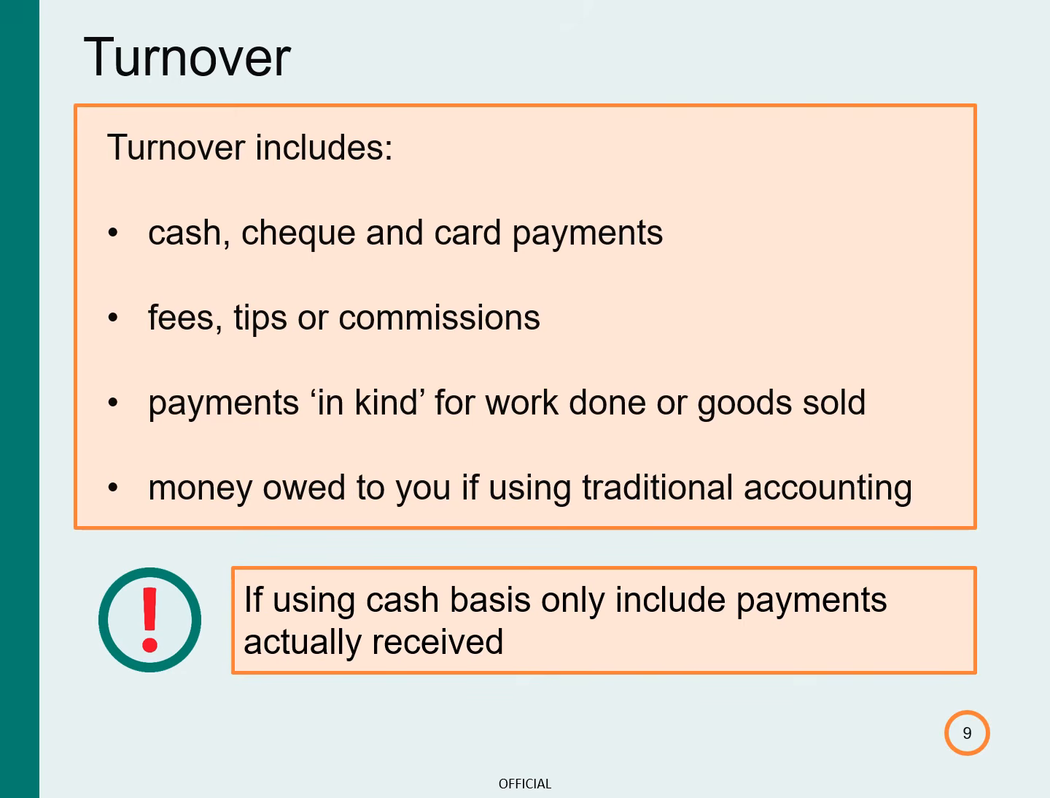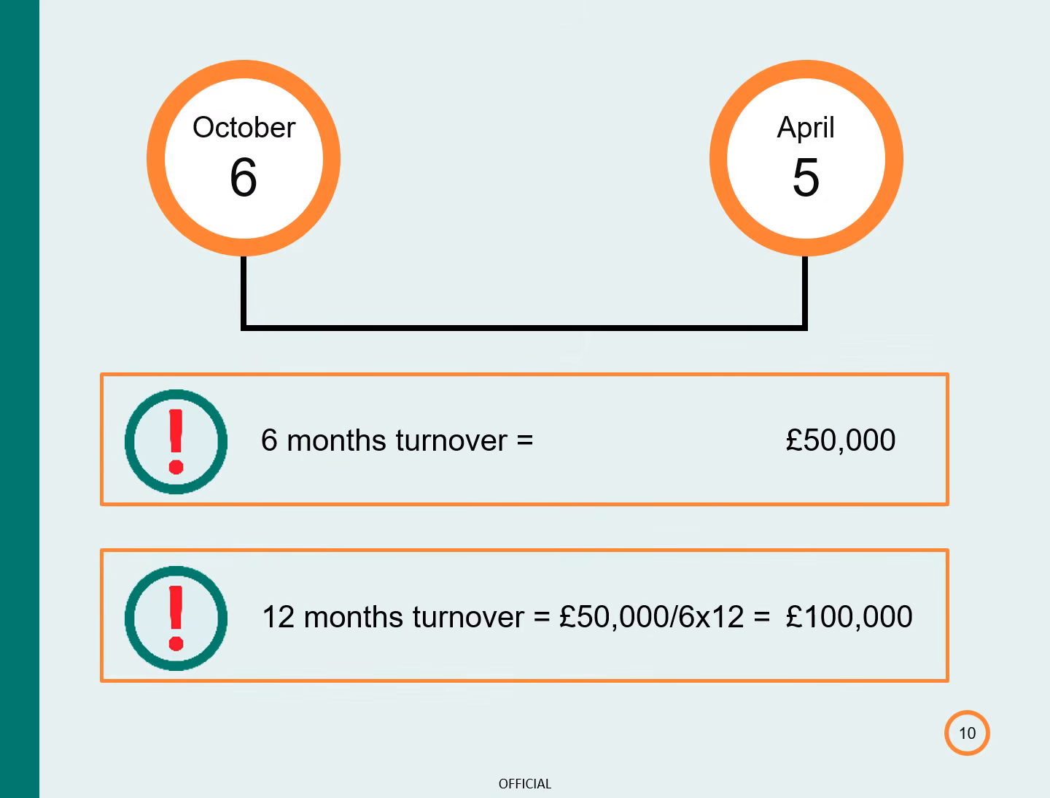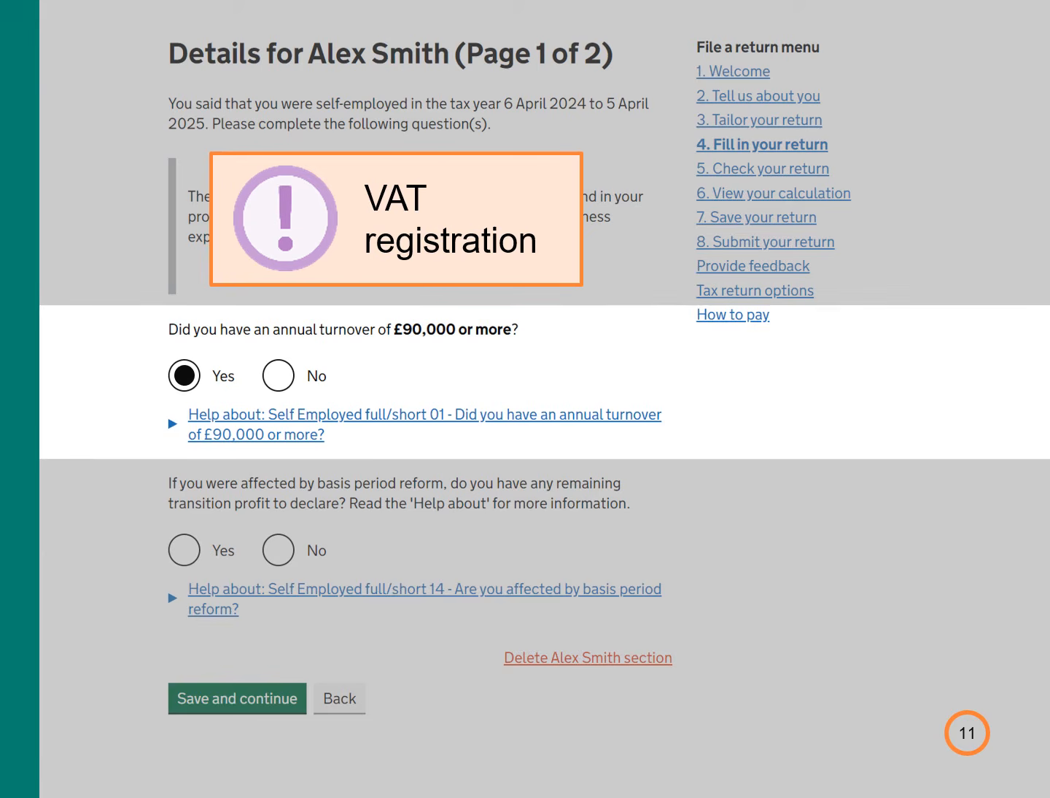If you only traded for part of the year, for example, when your business starts, ceases or is sold, you need to check your turnover on a pro rata basis. For example, if you traded from the 6th of October to the 5th of April, that's 6 months, and your turnover was £50,000, then your annual turnover would have been £100,000. If your turnover is £90,000 or more, you'll need to consider registering for VAT if you're not already registered.